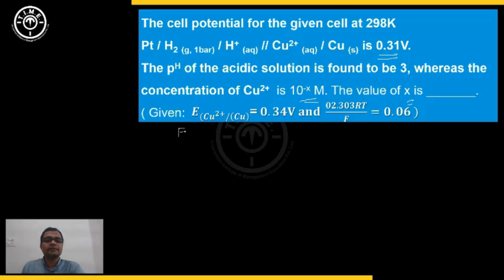E cell is equal to E naught cell minus 0.06 by the number of electrons. Here, for the Cu2+ ion, 2 electrons are transferred. We write the balanced equation, and by that we can know. And log of the product concentration by the reactants, that is Q. So here you have to write Q. What is Q here? First you have to write the balanced equation.